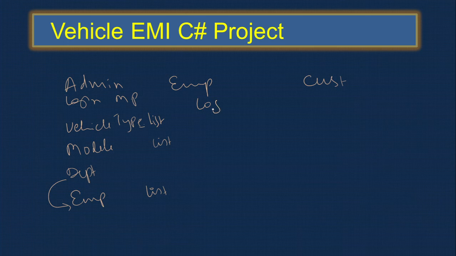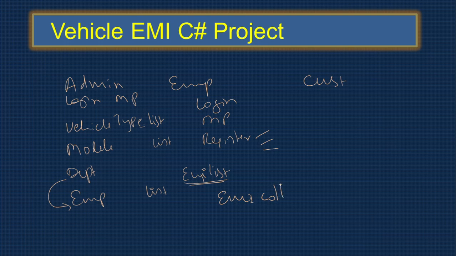The employee can log in and go to the main page. Here the employee can register the loan, so we call it register loan or register vehicle. Here we specify the total loan given, the EMI amount, and the monthly EMI they need to pay. All these details will be in the register. Then we can see the list of EMIs paid by customers, that is the EMI list, which the employee can see. The employee can even collect the EMI, so there is EMI collection.